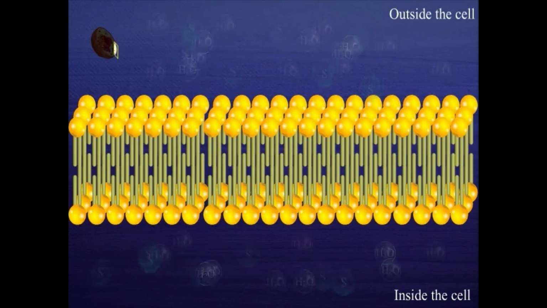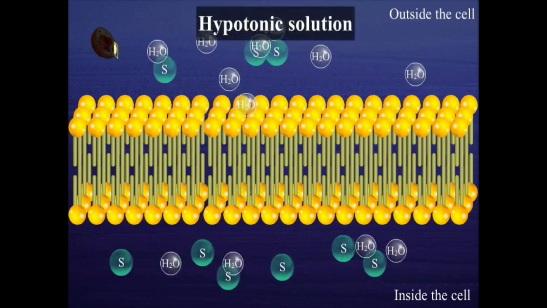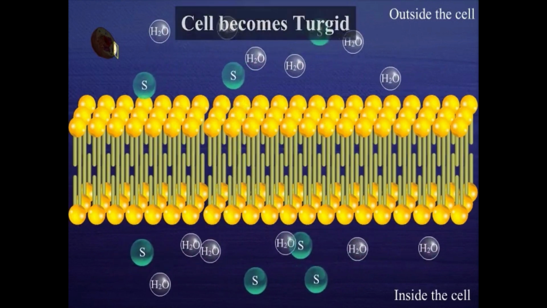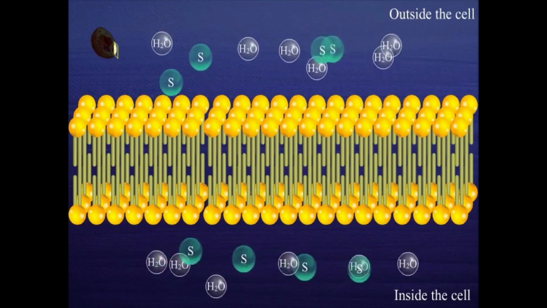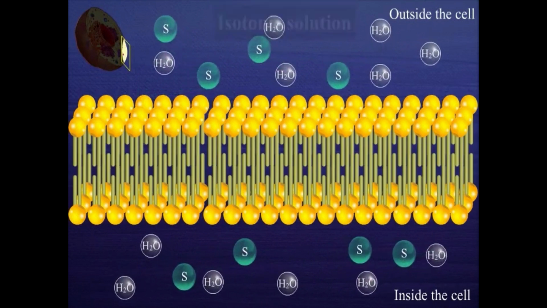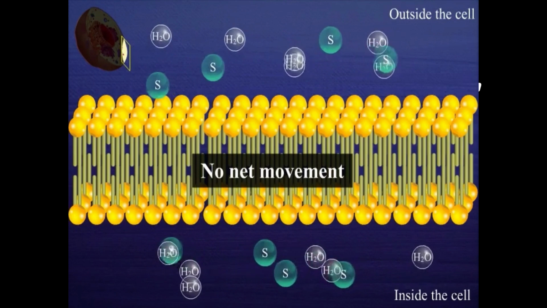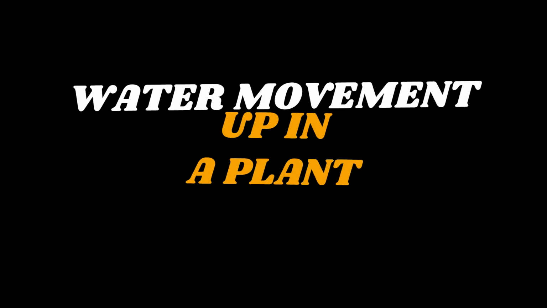When a cell is placed in a hypotonic solution, the water moves into the cell. The cell becomes turgid. When the concentration of solutes on both sides of the membrane is equal, then the solution is said to be isotonic. In this case, there is no net movement of water molecules in and out of the cell.